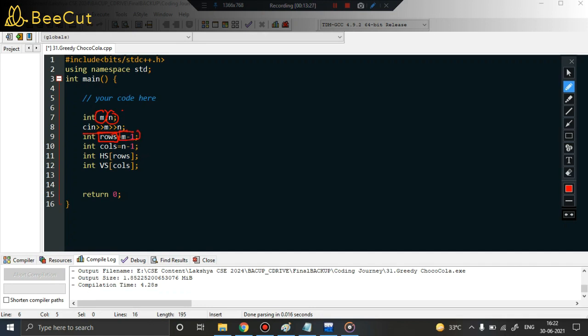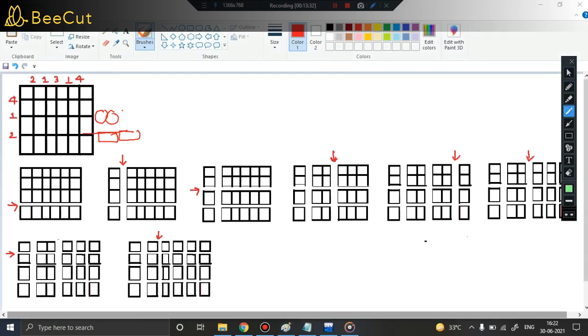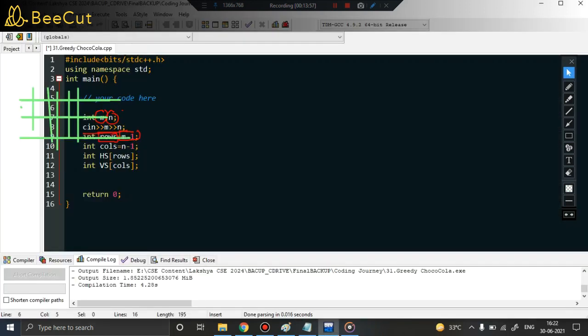Why? Because you see, I will be focusing on the number of edges along x-axis horizontally, 1 2 3. So although the number of rows is 4, the number of edges along which I will be using my knife is only 3. So 4 minus 1. Similarly, along the y-axis, number of columns is 6, but the number of edges along which you are going to use your knife is only 5. 1 2 3 4 and 5, isn't it? Cool. That is why I will be using two variables, that is rows and columns, which will keep track of the number of horizontal edges and number of vertical edges.